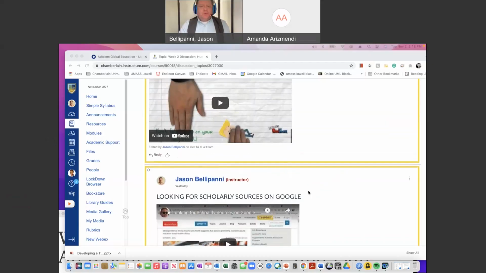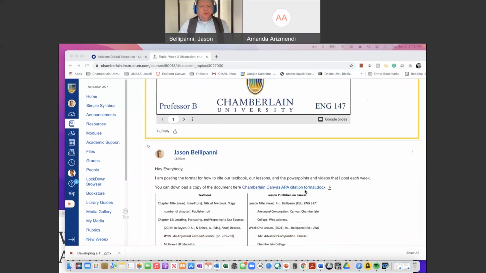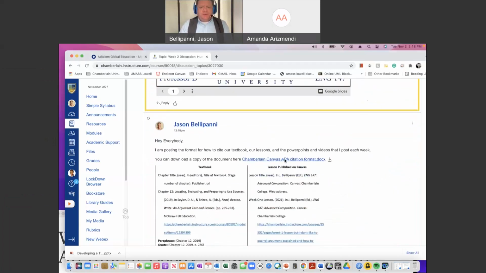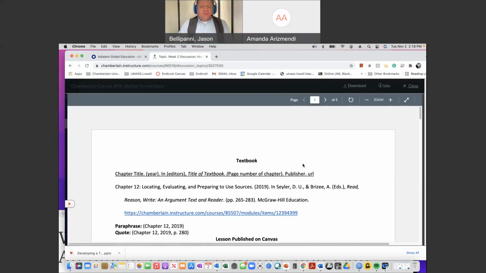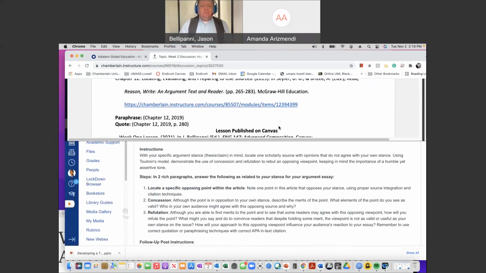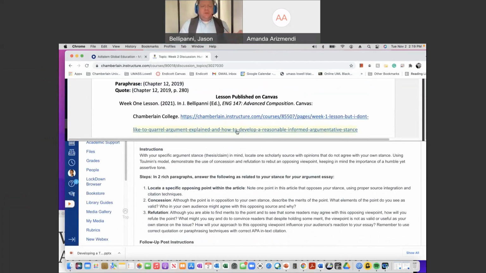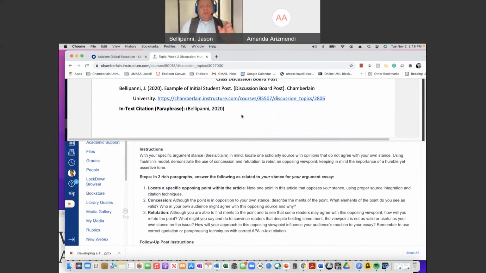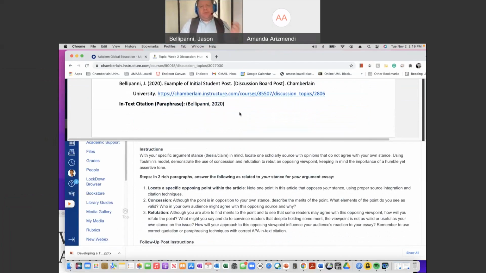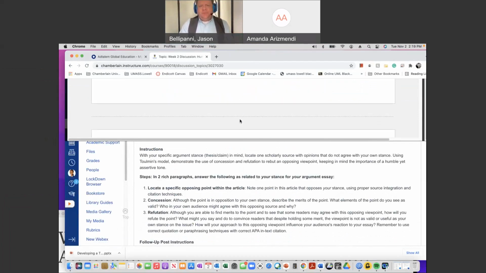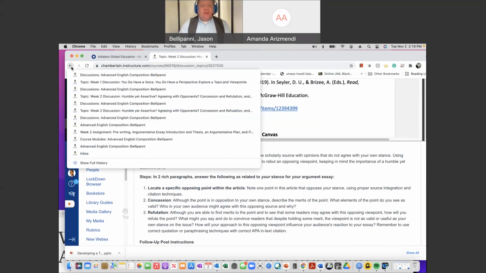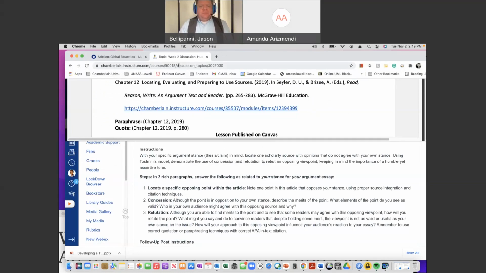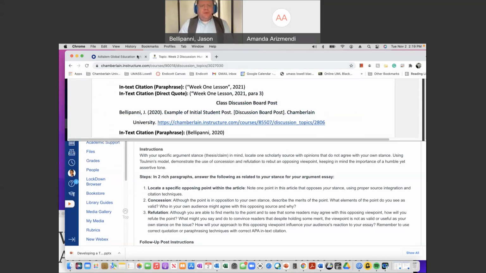Okay, so in the discussion board, I just posted this document, and you should be able to download a copy for yourself. It's just how to cite things like the textbook and the lessons from Canvas. So how you cite it both in the actual writing, and then what you put at the end, the references. So anyway, I would encourage people to download that just because then you have it all set up and you don't have to guess about it.